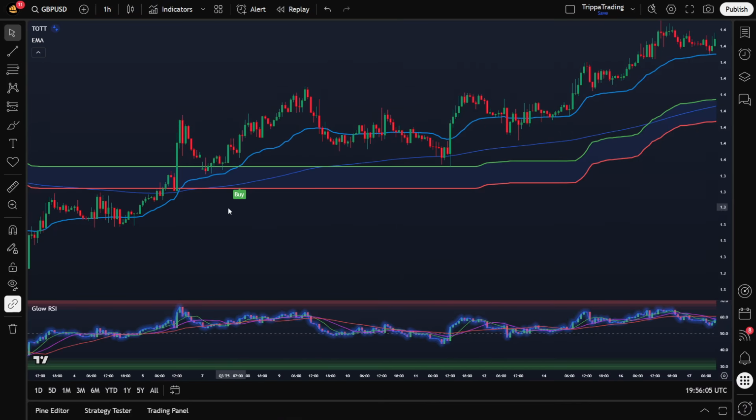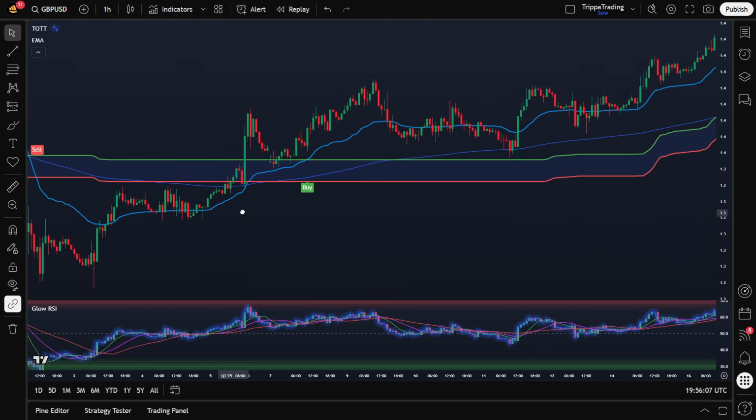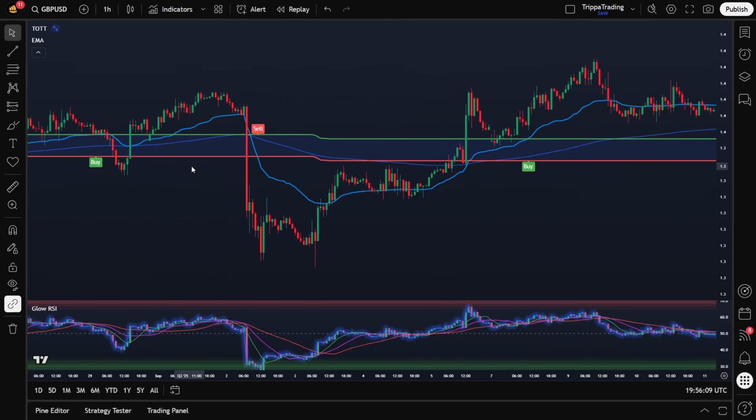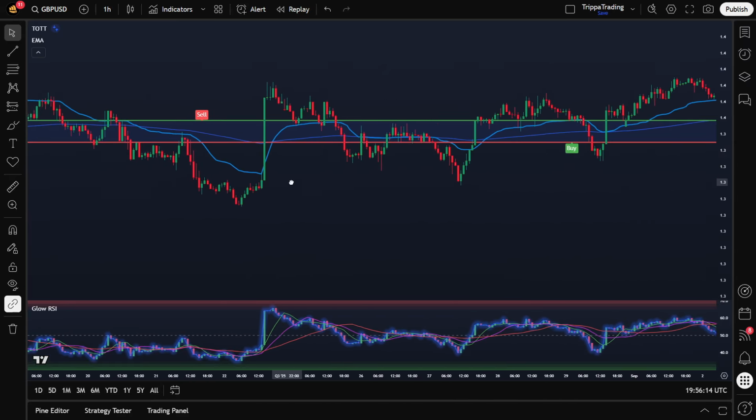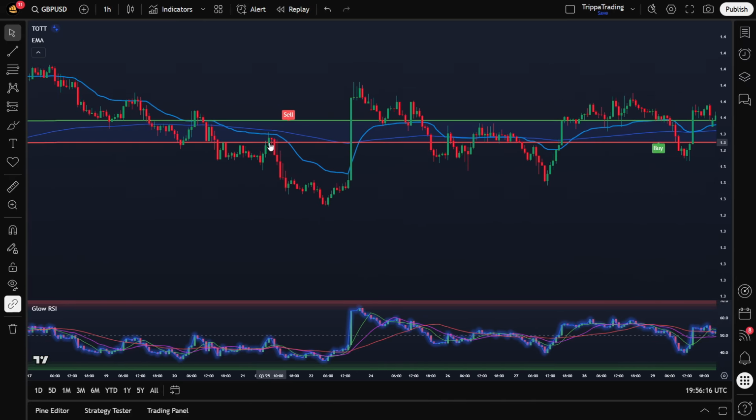Fourth, risk management. Always keep your stop under the OTT band. Don't tighten it too early. The line naturally adjusts to volatility, and if price touches it, that's your built-in exit signal.